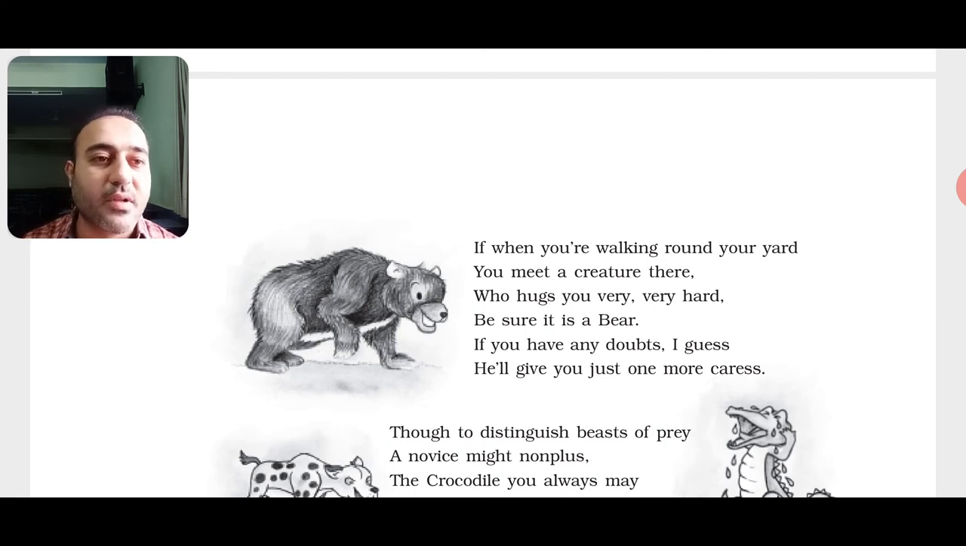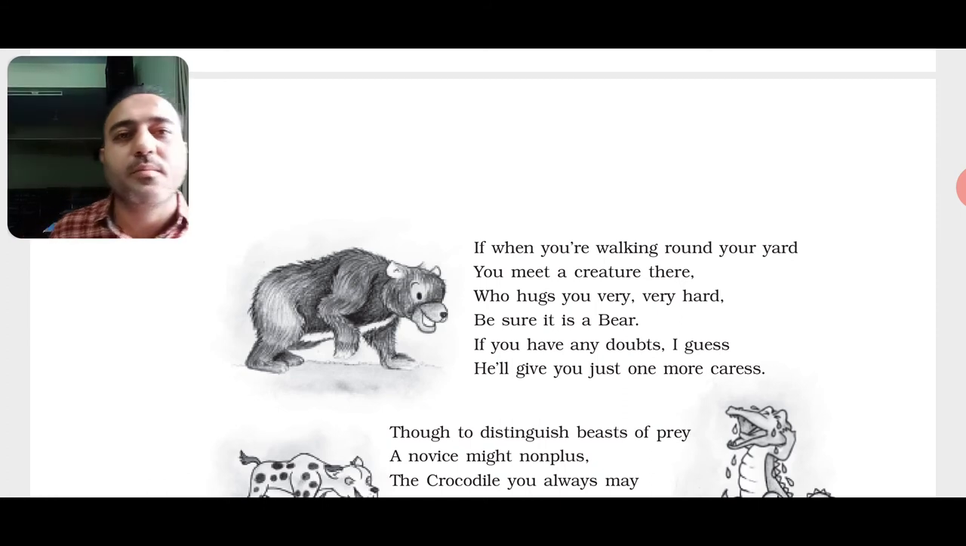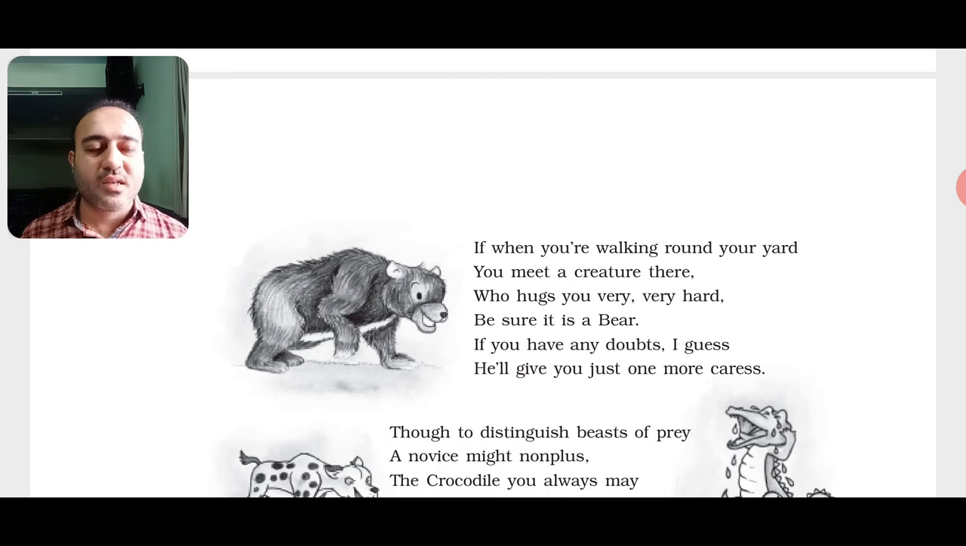I guess he will give you just one more caress. So caress means gentle touching, right? So the poet here says that if you are having any doubt regarding the animal, then it will again keep on hugging you tightly and it will keep on caressing you. Caressing, as I explained, then it is for sure the bear. Okay, then we'll move to the next paragraph.